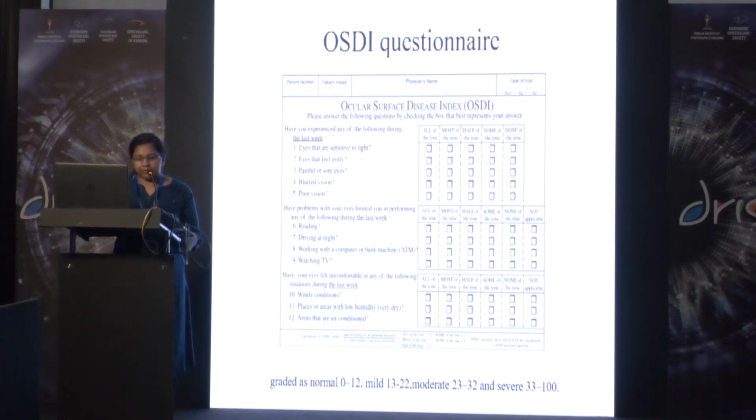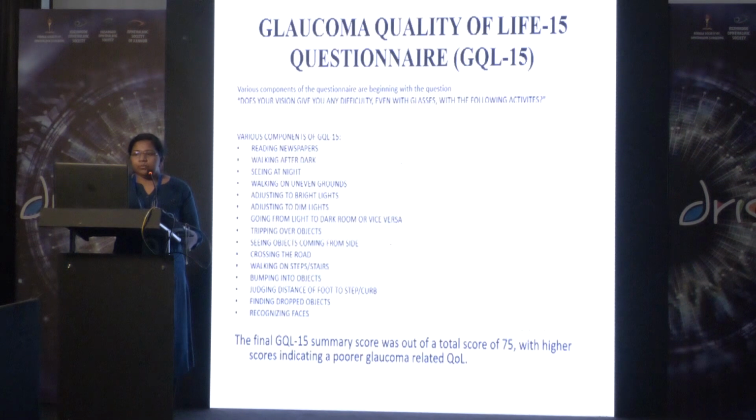It was 12 questions and the total score is out of 100. It is normal if the score was between 0 to 12, mild 13 to 22, moderate 23 to 32, and severe if the score was more than or equal to 33. Glaucoma quality of life 15 has 15 questions, the total score was 75, and as the score was higher, it implied that there was a poor quality of life.